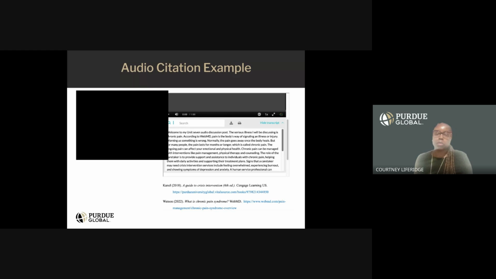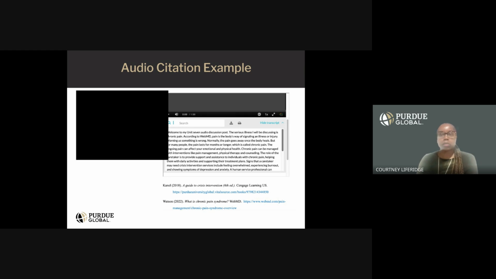The role of the caretaker is to provide support and assistance to individuals with chronic pain, helping them with daily activities and supporting their treatment plans. Signs that a caretaker may need crisis intervention services include feeling overwhelmed, experiencing burnout, and showing symptoms of depression and anxiety. A human service professional can recommend support groups, counseling, and assistance to help caretakers manage their stress and well-being.